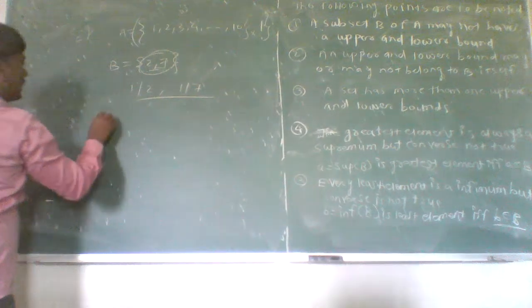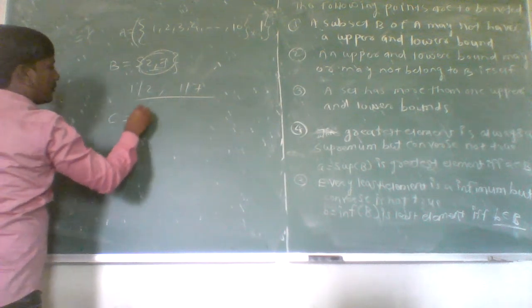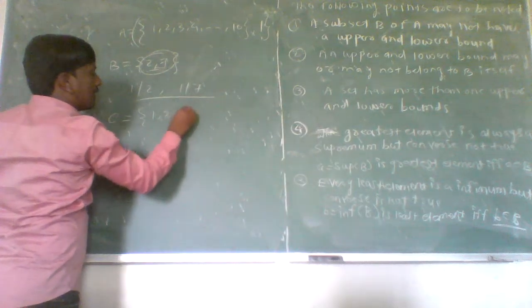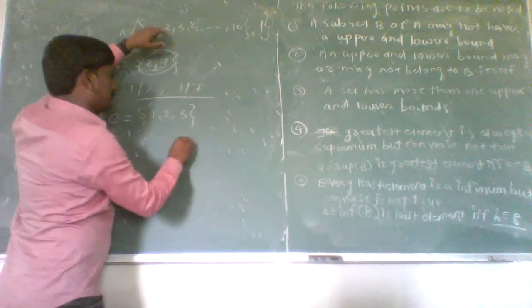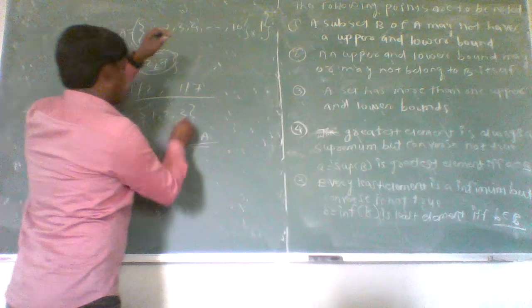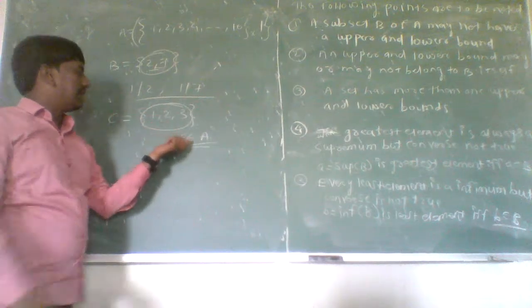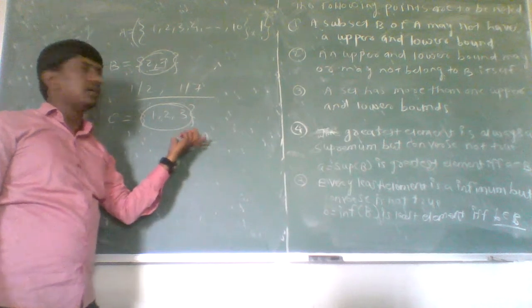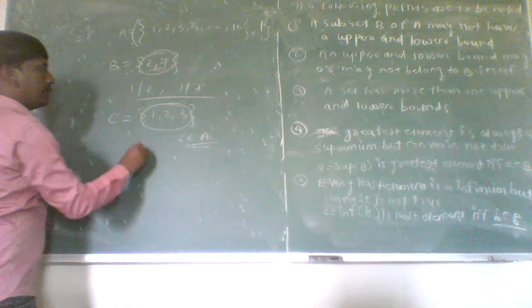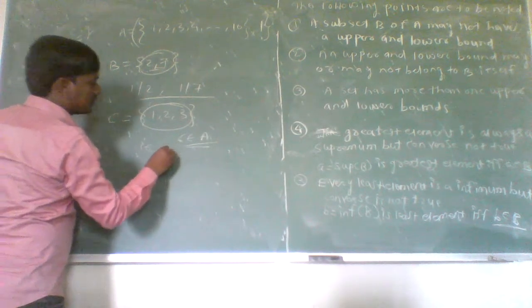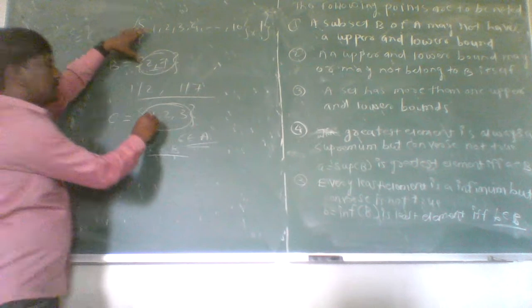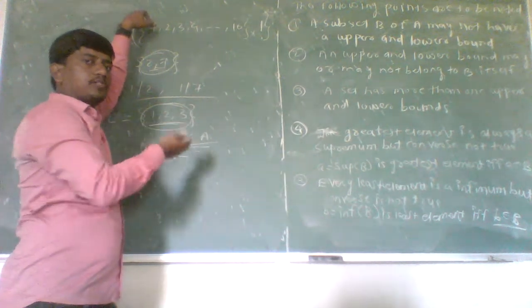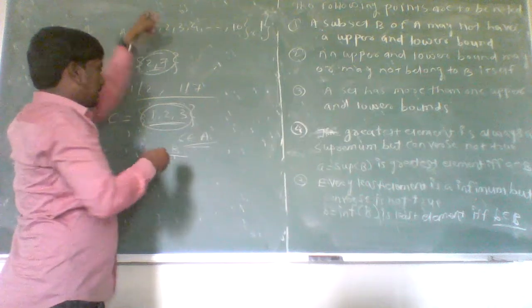But if we take C, a subset of A containing the elements 1, 2, and 3, and the given relation is division, then there is one element 6 belonging to A which is divisible by all three elements and is the only upper bound, so it is the least upper bound. And there is one element 1 belonging to A, which is the only element which divides these three elements. By the definition of lower bound, it is the lower bound and the infimum.